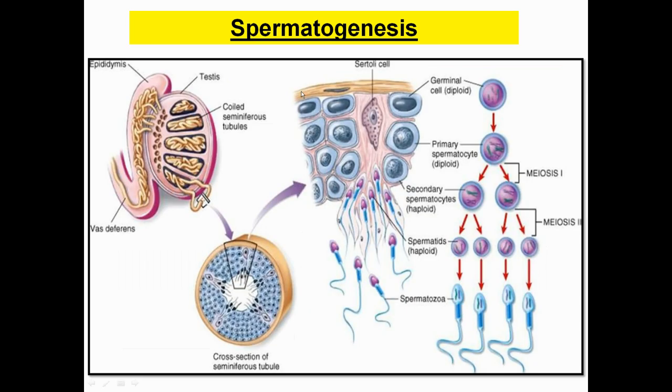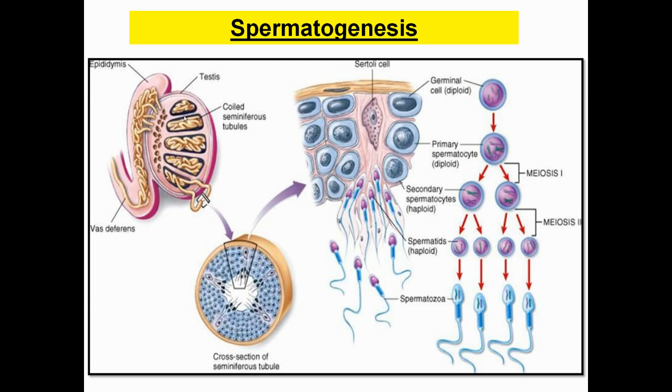First of all, you should have a clear-cut understanding of where this process is actually happening inside the testes. This is the sectional view of a testis. You can see inside the testes there are 250 compartment-like structures. These are the testicular lobules. And inside each testicular lobule, there are one to three highly coiled structures, that is, seminiferous tubules.